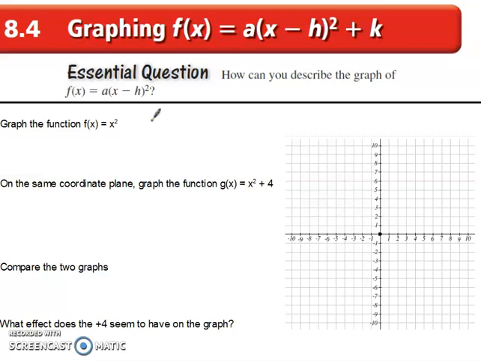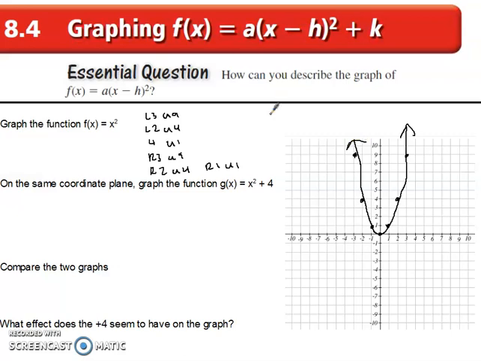Once we find that vertex, we can then follow our pattern, which was left 3 up 9, left 2 up 4, left 1 up 1, right 3 up 9, right 2 up 4, and then right 1 up 1. So left 3 up 9, left 2 up 4, left 1 up 1, and the same thing on the right, because our graph is symmetric. And then we sketch our graph, and it's going to look something like that.